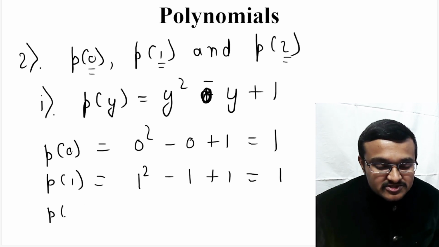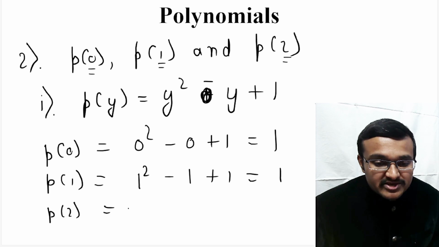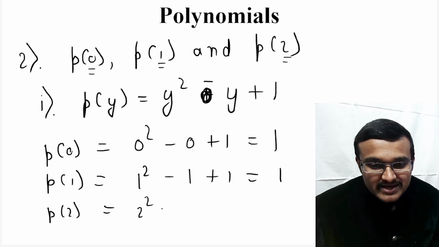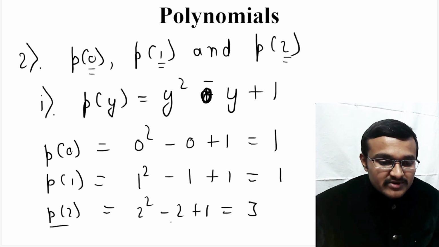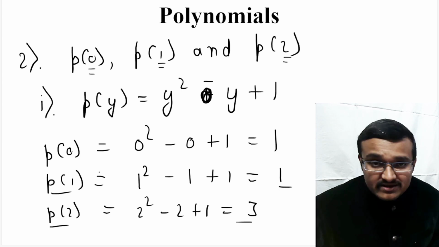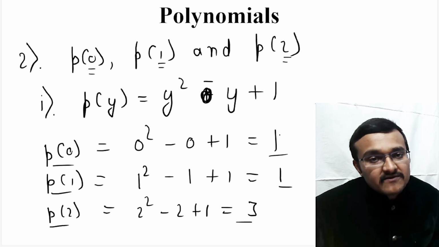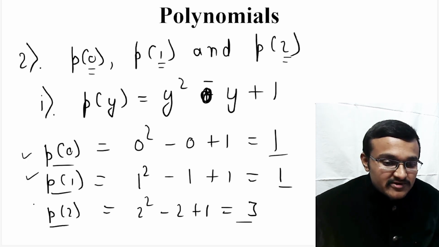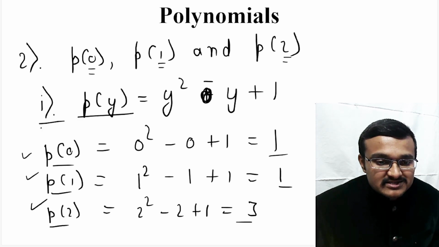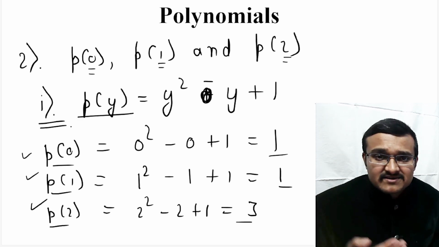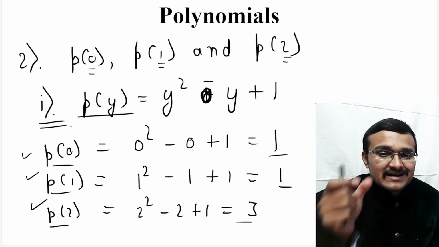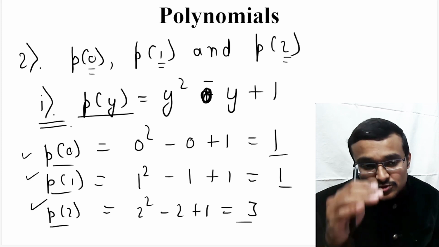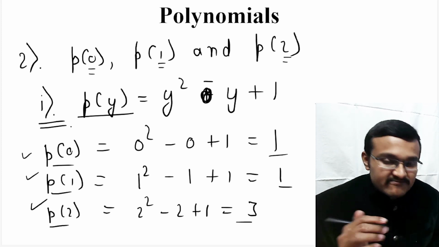Now substitute 2 in the place of y. So p of 2 is equal to 2 square minus 2 plus 1. 2 square is 4, 4 minus 2 is 2, 2 plus 1 is 3. So p of 2 is 3, p of 1 is 1, and p of 0 is again 1. So I have solved p of 0, p of 1 and p of 2 for the first question. For the remaining second, third and fourth questions, you also have to substitute 0, 1 and 2 and calculate p of 0, p of 1 and p of 2 for those respective polynomials.